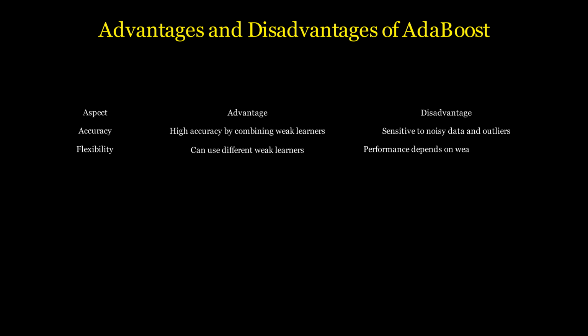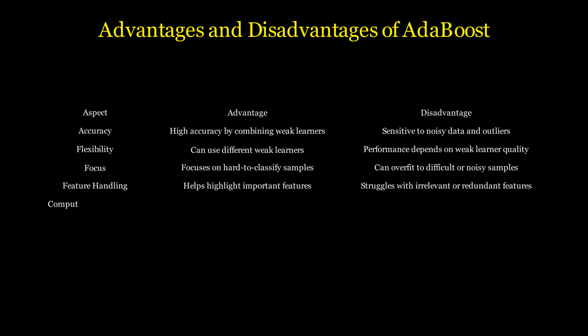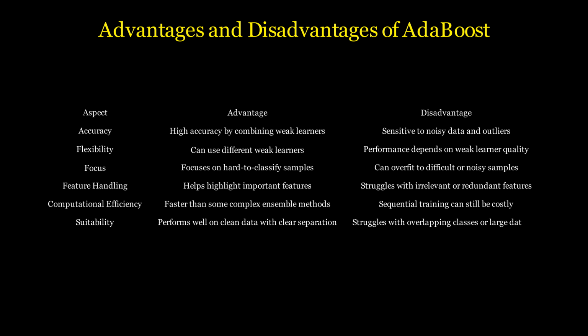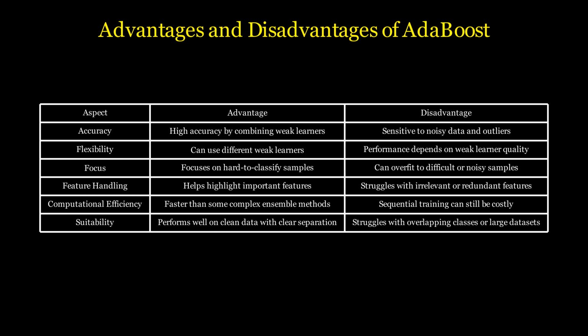Let's explore the advantages and disadvantages of the AdaBoost algorithm. Here's a table summarizing the key advantages and disadvantages of AdaBoost. First, AdaBoost achieves high accuracy by combining the predictions of multiple weak learners. However, it's sensitive to noisy data and outliers, as it tends to focus heavily on misclassified points.